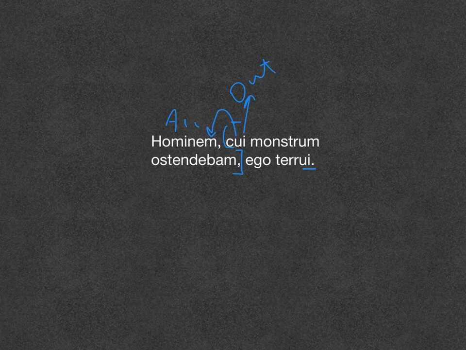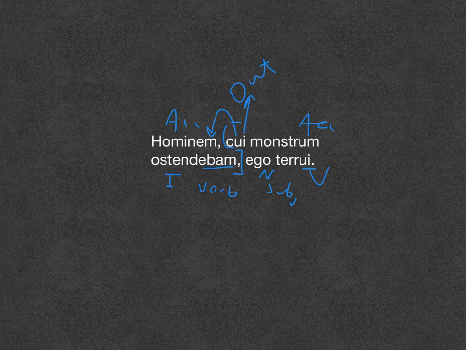And then monstrum, that's your accusative. And then the bam ending means it's first person, so I verb. In this case, I showed. And then ego is the nominative of ego, mei, mihi, me, me. And so you have your nominative subject there. And then terrui is your main verb. Okay? So here you have, I terrified the man to whom I was showing the monster.